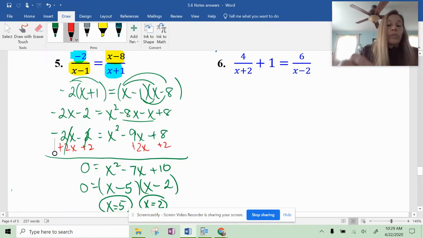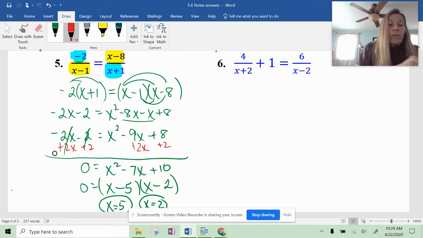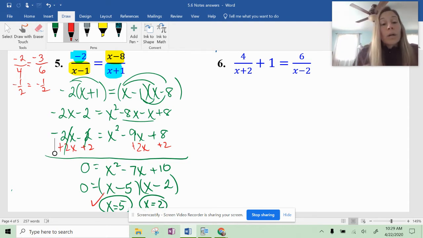So since these are not weird fractions or anything, it's kind of easy to just check in your head. So I'm going to check the 5 over here on this side. So if I put in a 5, 5 minus 1 would be 4. 5 minus 8 would be negative 3, and 5 plus 1 would be 6. And we'll notice that both of those would simplify to negative 1/2. So we know that the x equals 5 answer works.